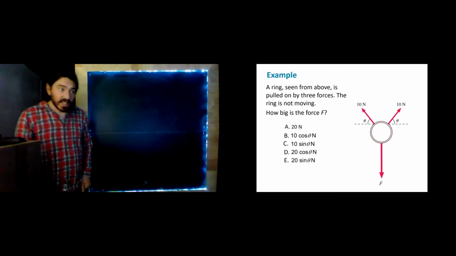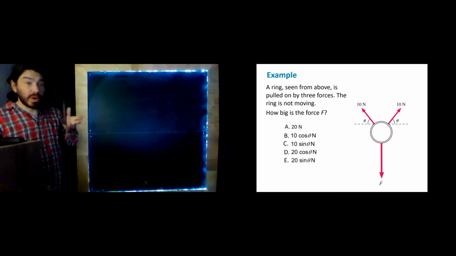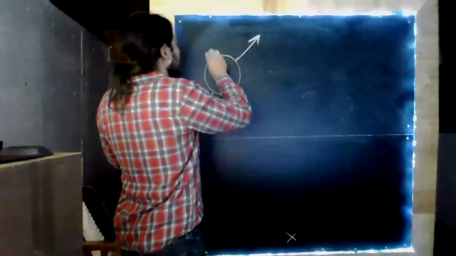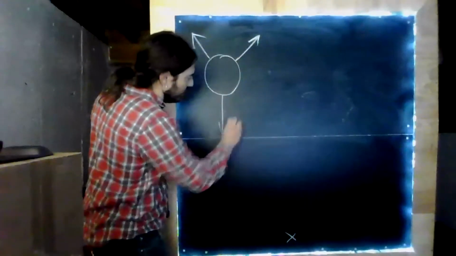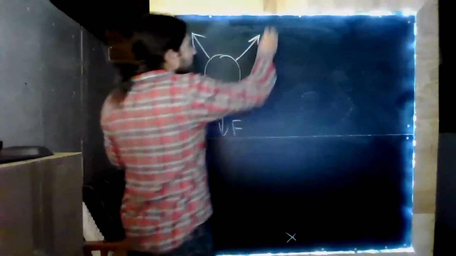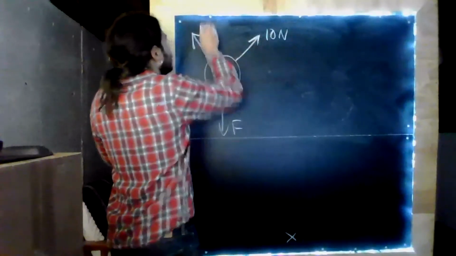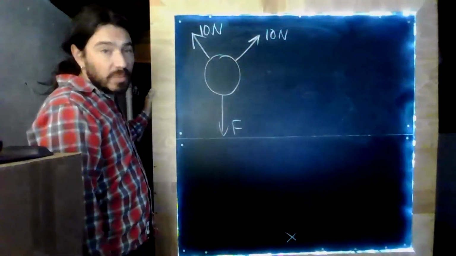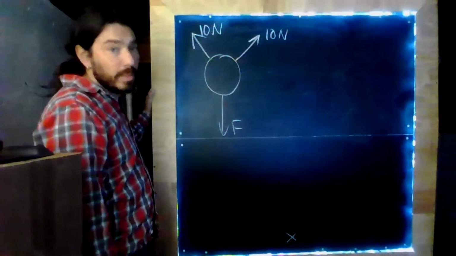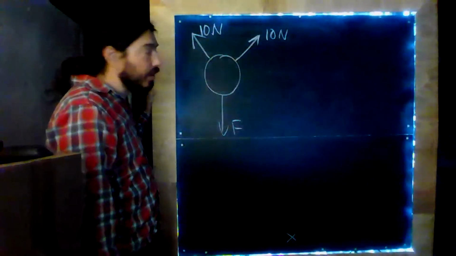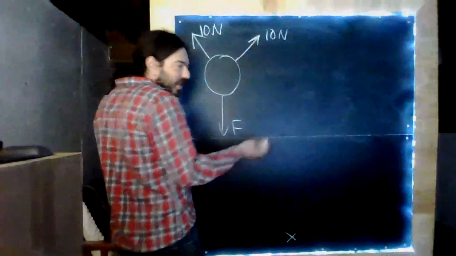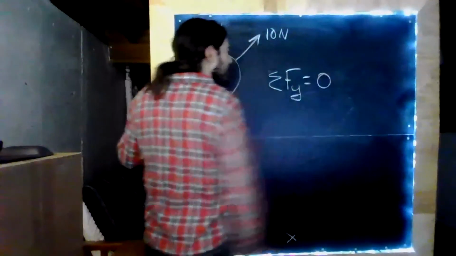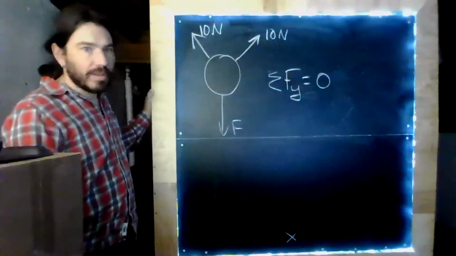Okay, so in this case, what we need to do is approach this from an x and a y perspective. We've got our ring here, we've got these two forces here, and we've got this one force here. And these are both 10 newtons. So this is going to be our first chance to use our problem-solving strategy for forces, where we break things down into the x and the y components. Since F is in the y direction, I'm going to start with the y direction. The sum of the forces in the y direction equals 0. This is an equilibrium problem.